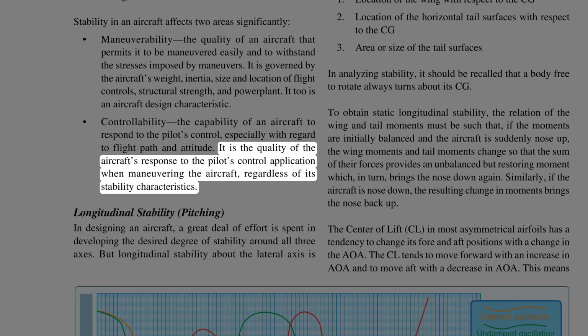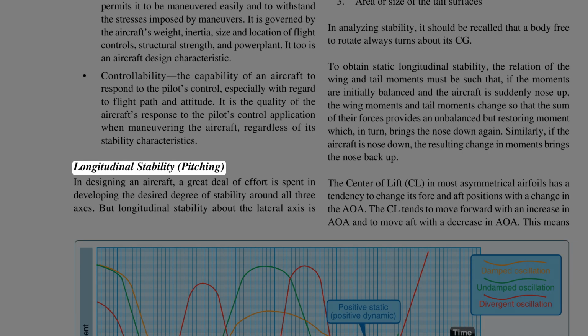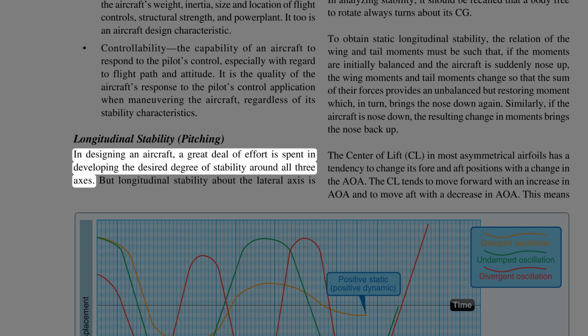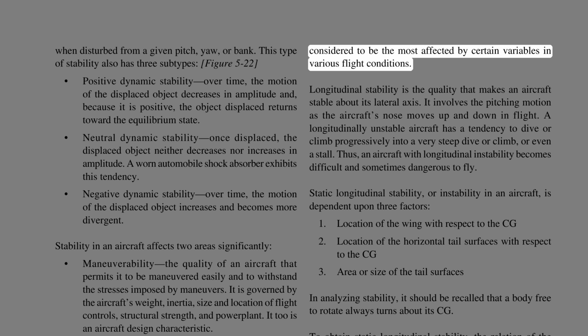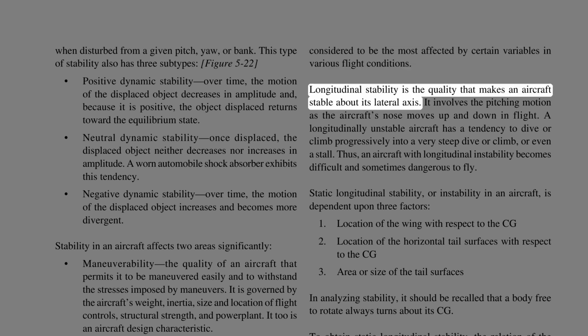It is the quality of the aircraft's response to the pilot's control application when maneuvering the aircraft, regardless of its stability characteristics. Longitudinal stability, pitching. In designing an aircraft, a great deal of effort is spent in developing the desired degree of stability around all three axes. But longitudinal stability about the lateral axis is considered to be the most affected by certain variables in various flight conditions. Longitudinal stability is the quality that makes an aircraft stable about its lateral axis.